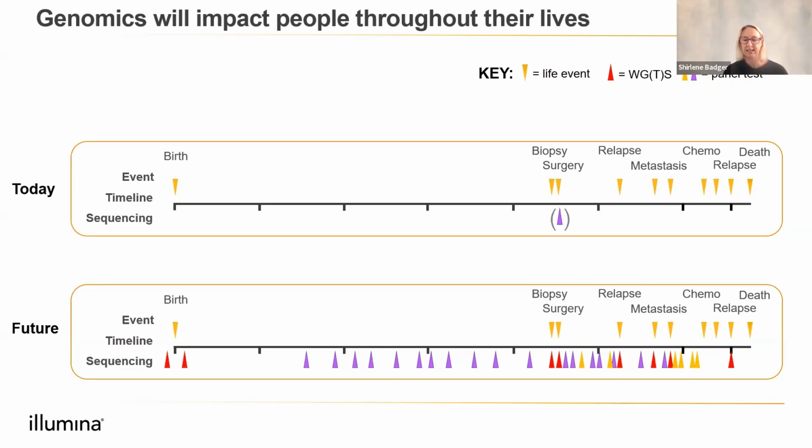And what sort of tests at what point would make sense? So whole genomes at what point, panel tests at what point, little tests to check on relapse or disease metastases in any way, those sorts of things. So this is something we can discuss later on.